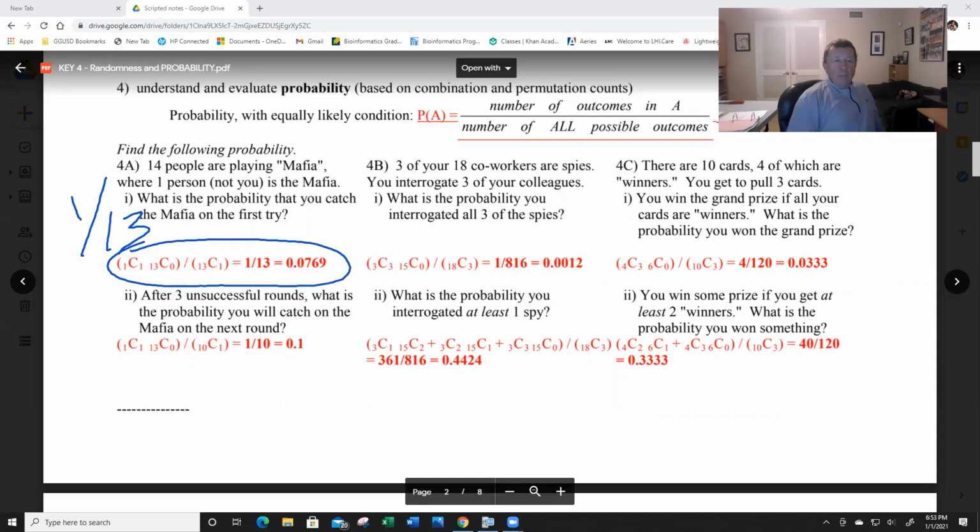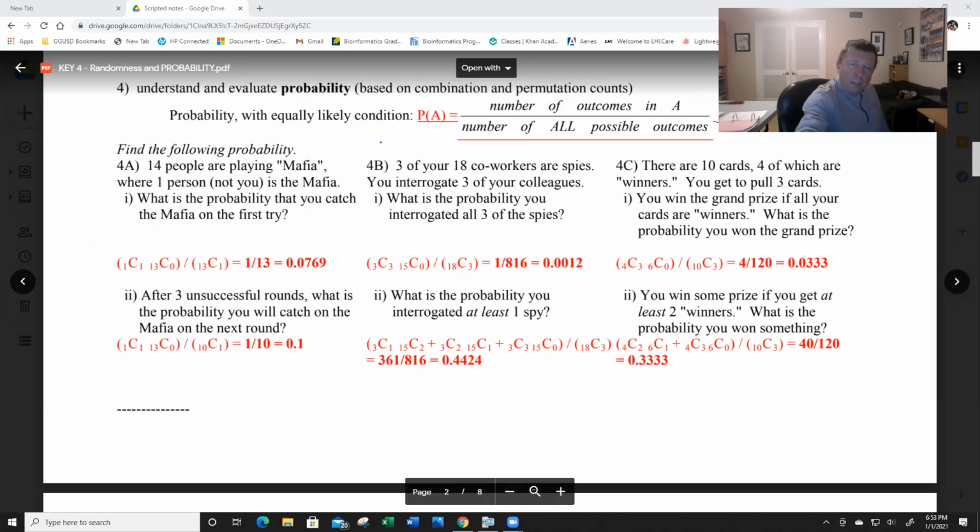And the next one, after 3 unsuccessful rounds, what is the probability you will catch the Mafia on the next round? Again, you're probably just jumping to this right away, although I put all the math out for you. You're probably just saying, all right, well, we're now down to 1/10 because I've been unsuccessful 3 times in a row. No problem.